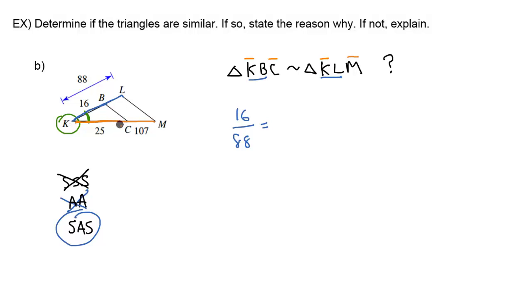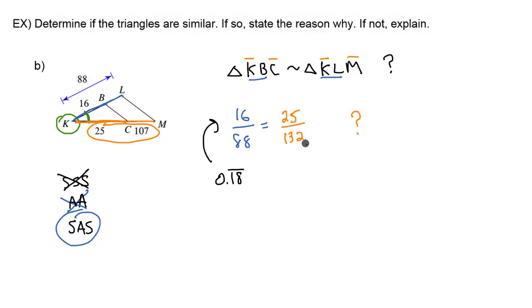I said that KC was 25, so I'm going to write that down, divided by KM. So we're going to have to add these two parts right here. That's going to be 132. Now, we want to see if this proportion is true. So I take 16 and divide it by 88. That's going to be 0.18 repeating, an estimation.